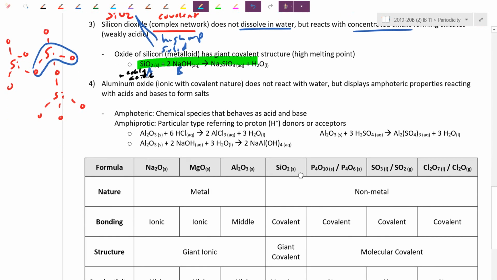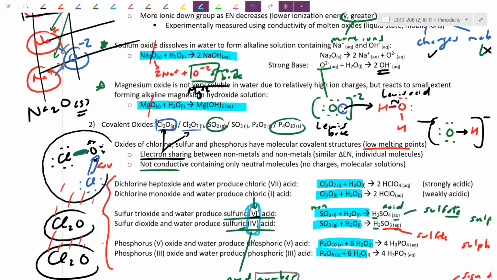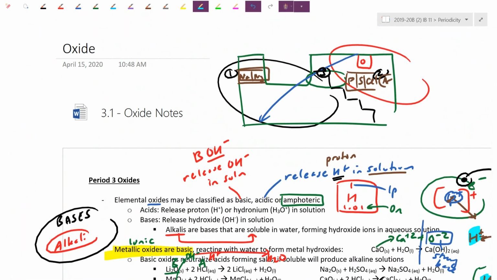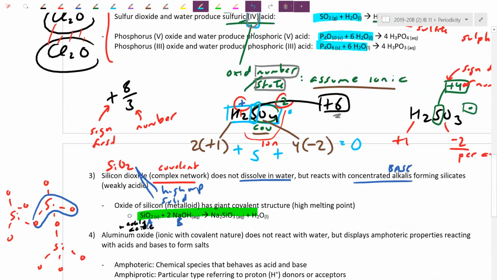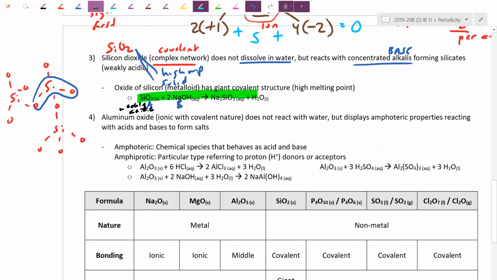Save the best for last here. We have aluminum oxide. You look at where aluminum is on the periodic table. Aluminum is actually sort of right in between where the metals and the nonmetals are. It's getting really close to the stair step. If you look at the electronegativity difference, you can still comment, yes, it is an ionic compound, because it's metal, non-metal, electrons do get transferred.